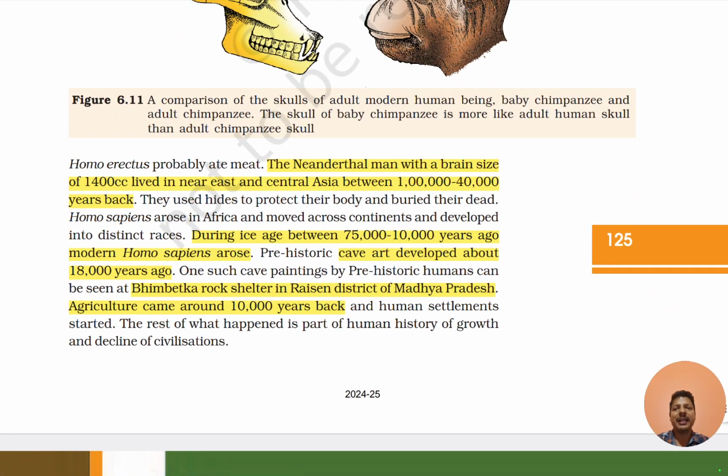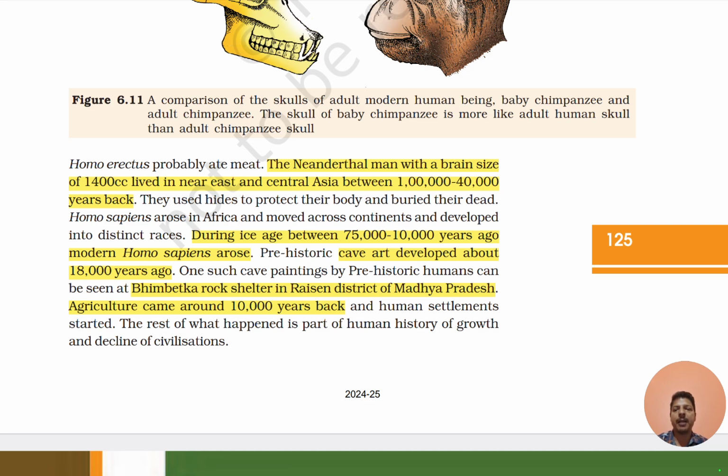They probably ate meat. The Neanderthal men with a brain size of 1400 cc lived in the Near East and Central Asia between 1 lakh to 40,000 years back. They used hide to protect their body and buried their dead. Homo sapiens arose in Africa and moved across continents and developed into distinct races. During the Ice Age between 75,000 to 10,000 years ago, modern Homo sapiens arose.